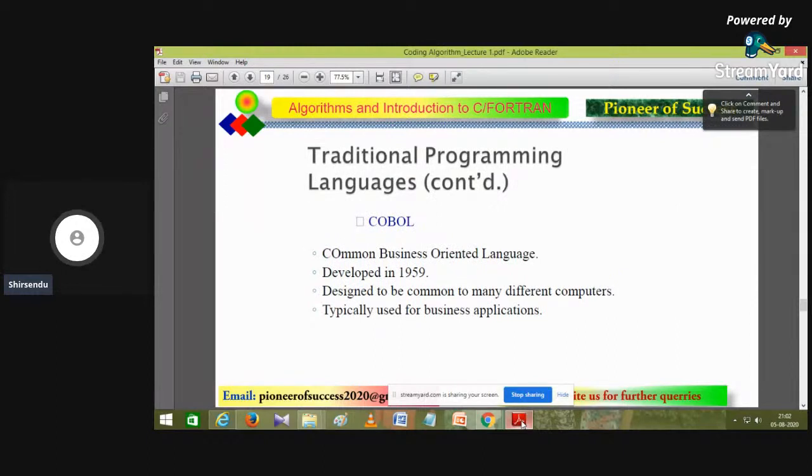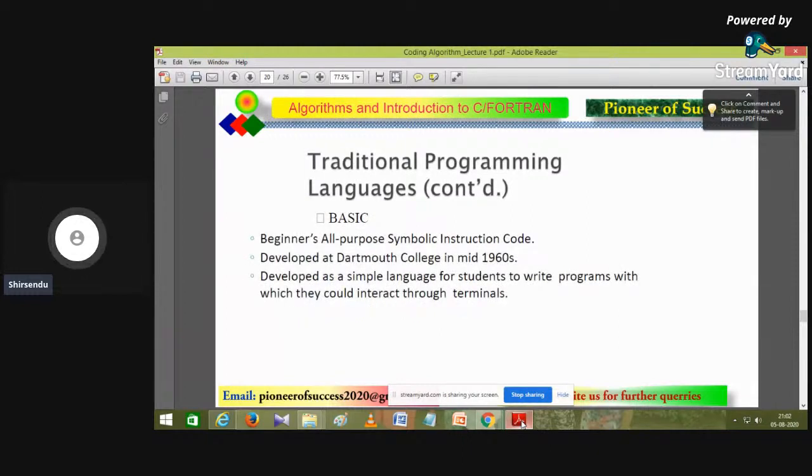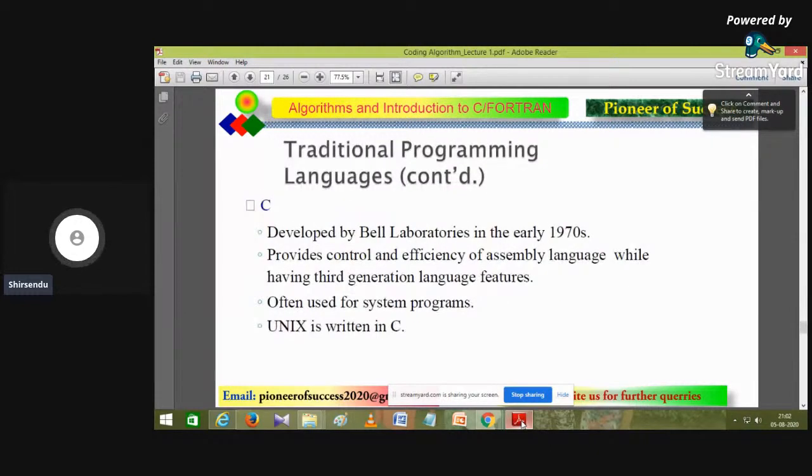This initial stage coding was also used hugely. Basic was also used, but the most important programming language which people have been using is C. And in this particular course also, we'll write programs in C. This was developed by Bell Laboratories in the 1970s, whereas Fortran was in the 1950s. So Fortran was developed before C.